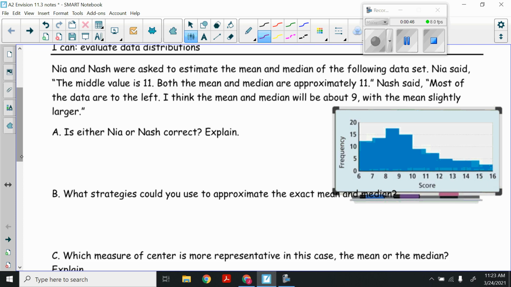Okay, so if we look at the data, again, we see that most of the data is to the left, so Nash was correct on that. Right? The median in the middle, approximately 11, is what Nia said, okay? But we see that we have more of our data on the left-hand side. So Nash says that the mean and median is going to be about 9. So Nash is correct.